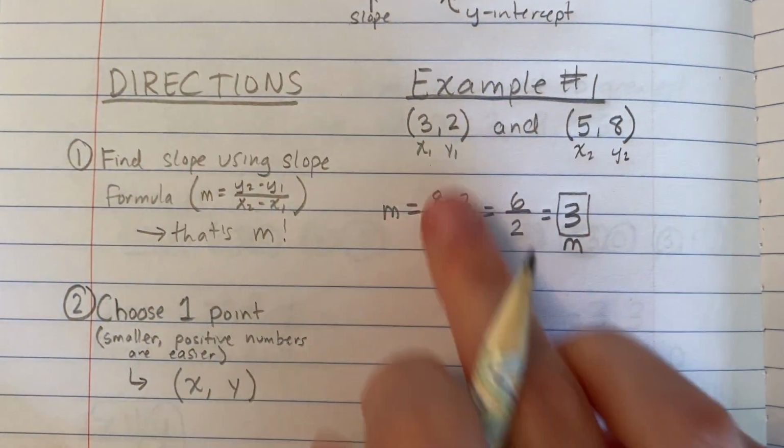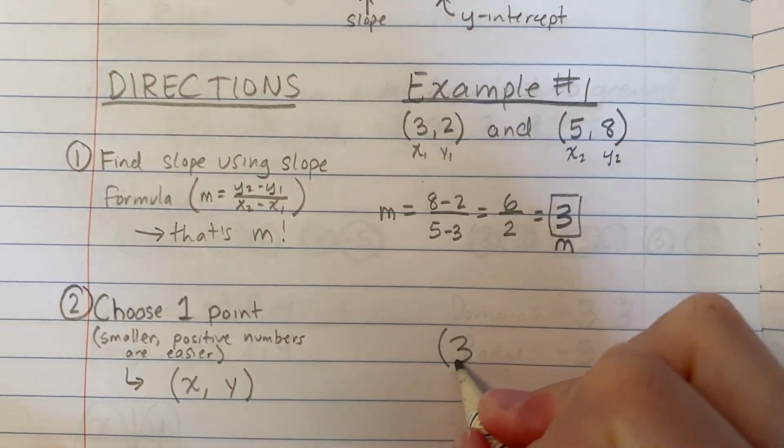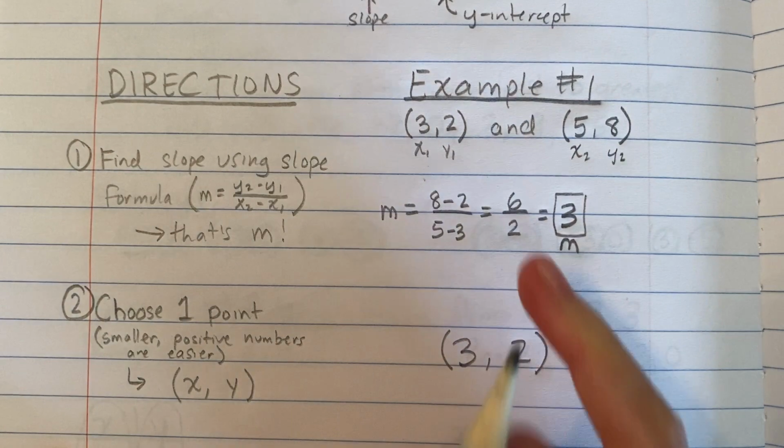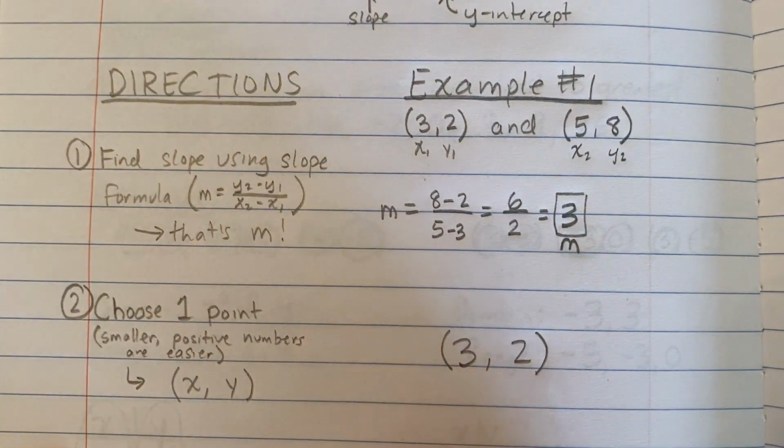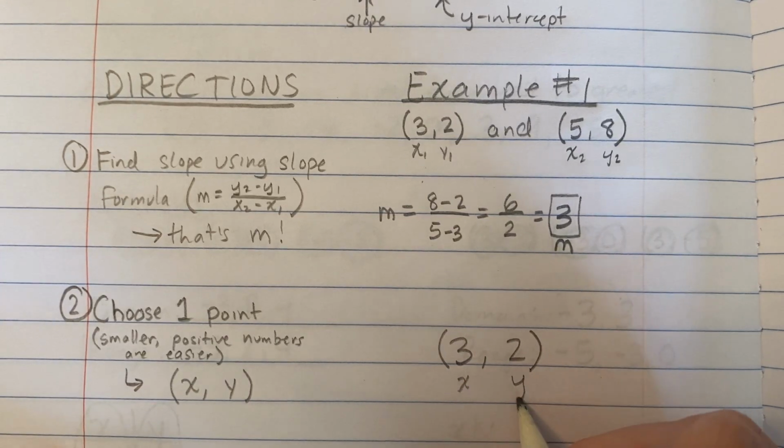So I'm going to choose a point. In this case, I'm just going to choose the numbers that are a little bit smaller. So I'm going to choose 3, 2. And I will tell you if I chose 5, 8, totally fine, not wrong, just bigger numbers. So this is my x value here and my y value here.